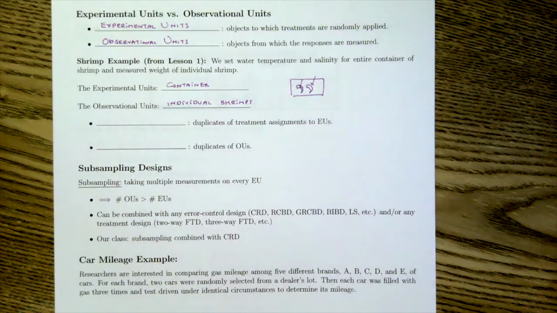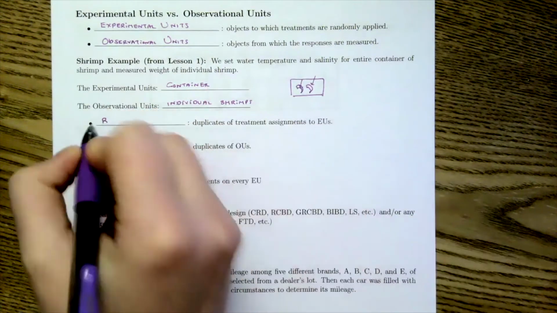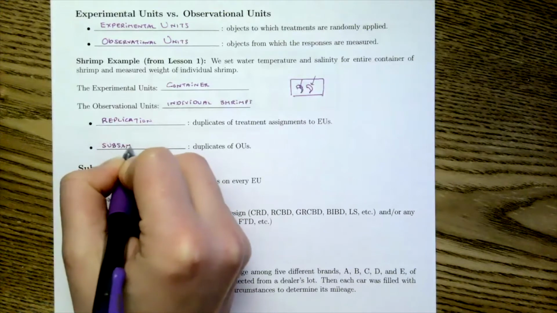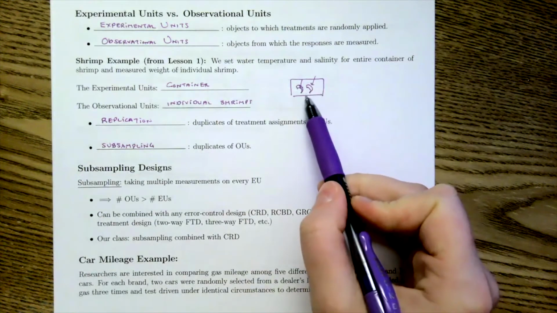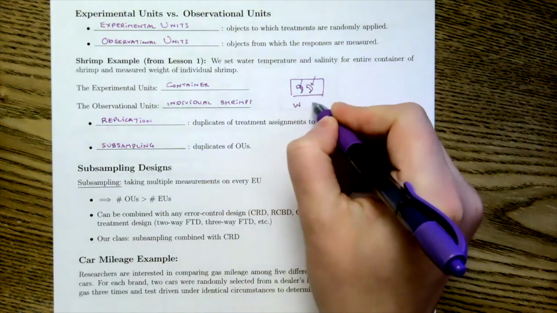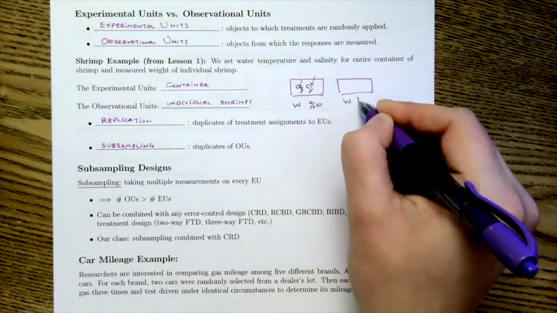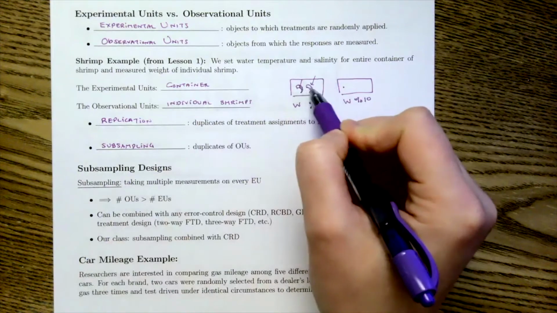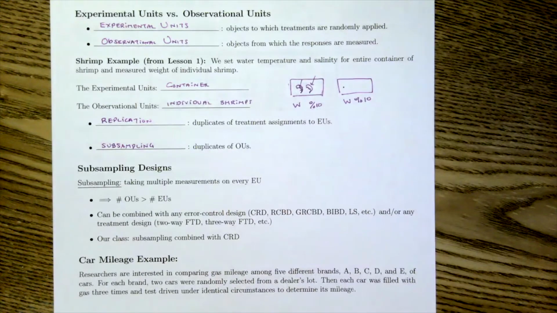Okay, in lesson 1, we also defined replication and subsampling. Now recall, replication is the duplicate of treatment assignments to the EU, and subsampling is the duplicate of OUs. So if we came back up to this shrimp example, we had this container, which we applied, let's just say, warm water and 10% saline. If we were to have another container that we applied warm water and 10% saline to, this is a replication. Our subsampling is the two shrimp in this replicate. And we'll get into more of this in our car example today.